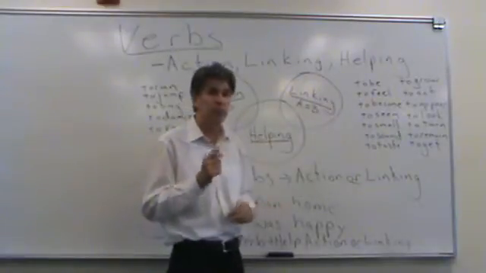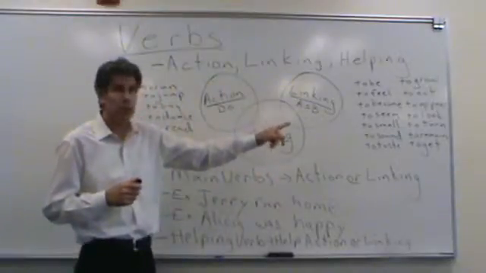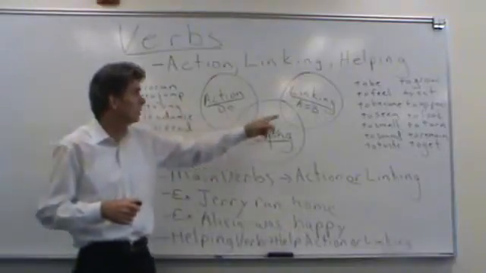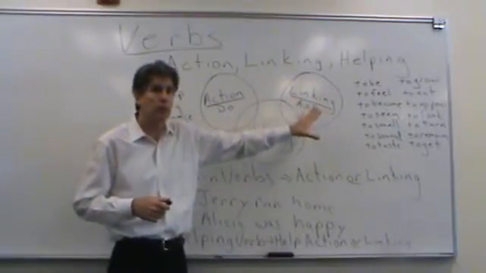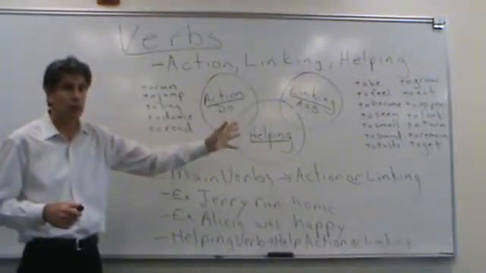And with these, they must decide, am I an action or a linking verb? If you're not on the linking list, you can't be a linking verb. So to run isn't on the linking list. It cannot be a linking verb. To jump is not on the linking list. It can't do it.